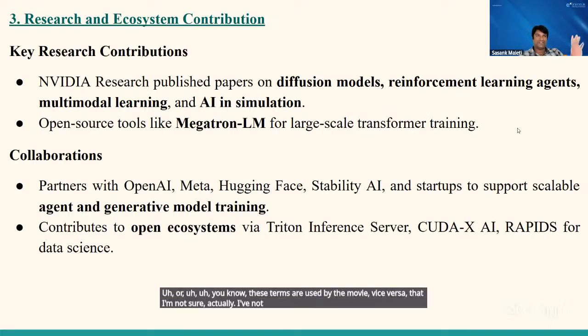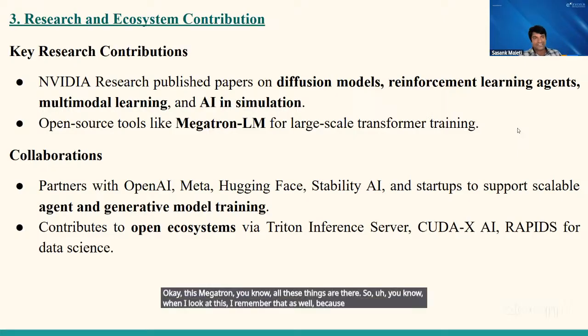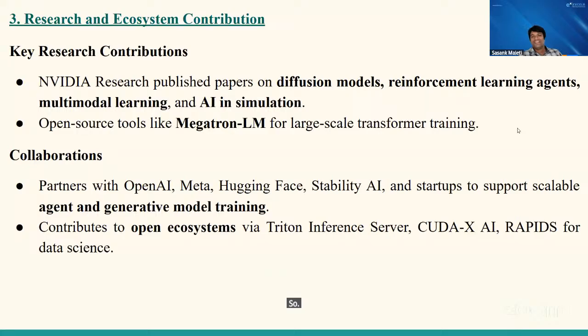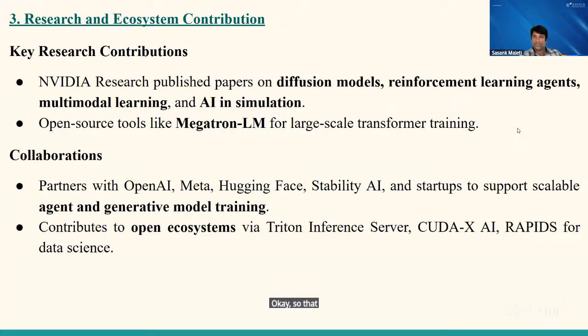I've not checked that much, because what is the use of trying to find out who used what? It doesn't matter, right? Probably you can try and have a go at understanding that, because even the word transformer relates to the movie Transformers. This Megatron, all these things are there. When I look at this, I remember that as well, because I watched those movies. So this Megatron is basically a transformer technology which is powering these language models. Okay, so that is the tool which Nvidia actually uses.